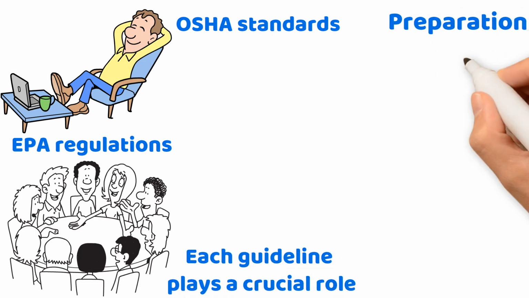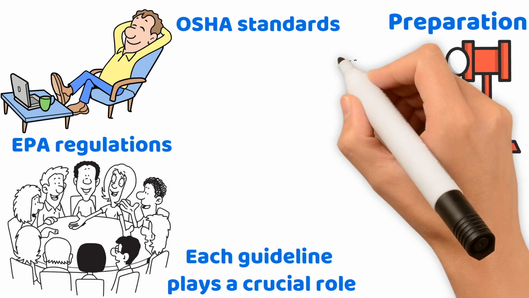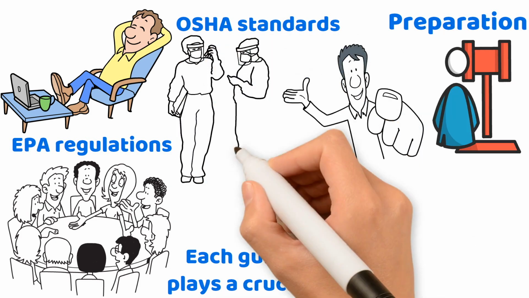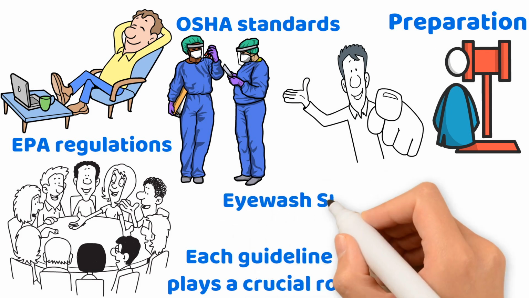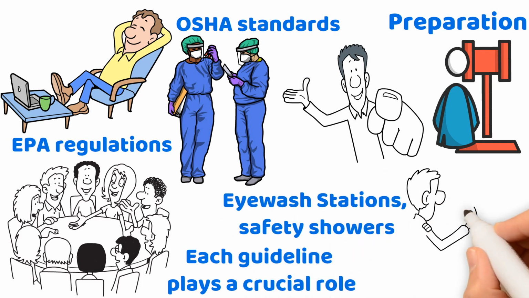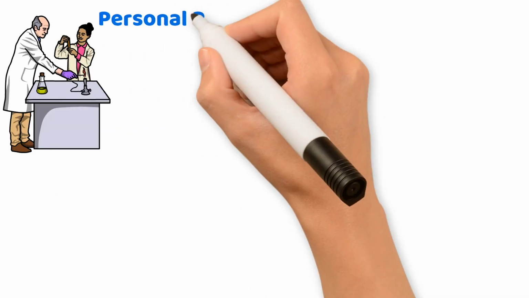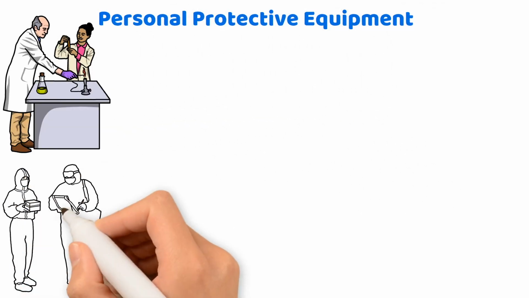Preparation is your first step towards safety. Before any experiment, familiarize yourself with the procedures and ensure all safety equipment is at hand. Know where your eye wash stations, safety showers, and fire extinguishers are located, and ensure everyone in the lab knows as well.